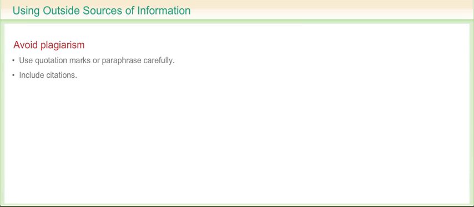If you do not say where the ideas or information came from, it is called plagiarism. At colleges and universities in North America, plagiarism is a very serious offense. It is considered stealing. Always use quotation marks or paraphrase information carefully to avoid plagiarism. Whether you find information in a book, an article, on the internet, or anywhere else, you must include a citation.